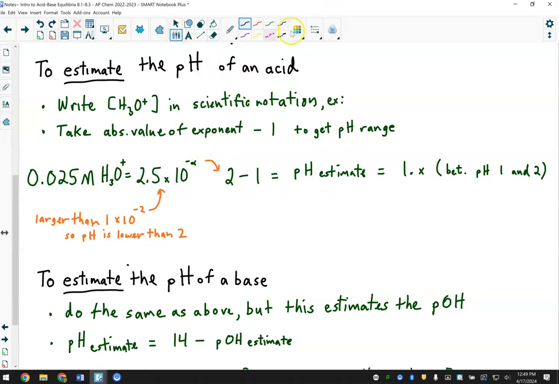Whoops, I didn't mean to erase it. Come back to me. I'm not sure why it won't.